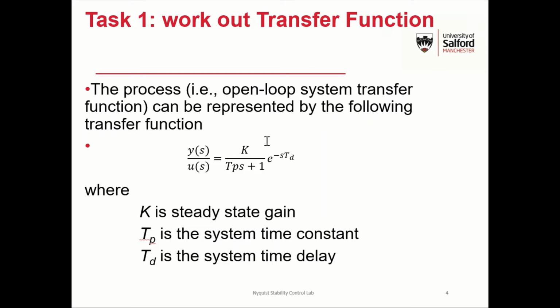Now the transfer function is a first order system plus time delay, and in this K is the steady state gain, TP here is the time constant, TD is the time delay, and we're now going to look at an open loop step response of the system, which I've done, and we're going to transfer that data then onto a USB pen. I will have put that data then on Blackboard for you to download, and then you can load that data into MATLAB to analyze, to work out this transfer function.